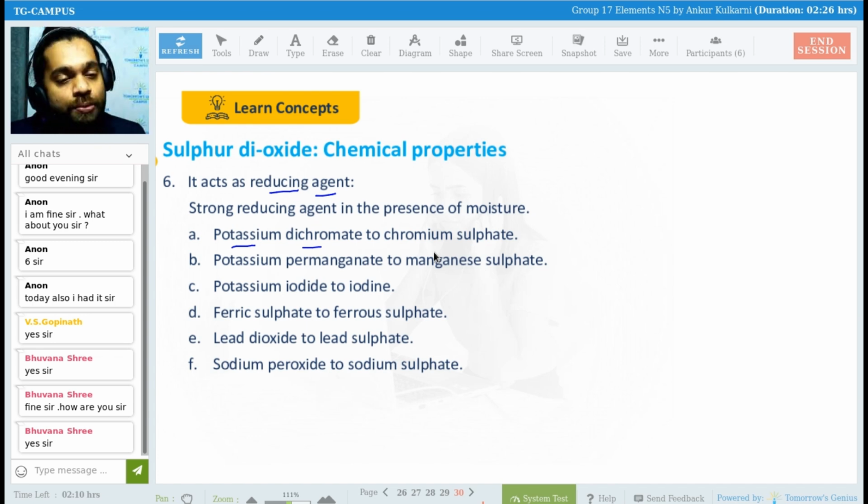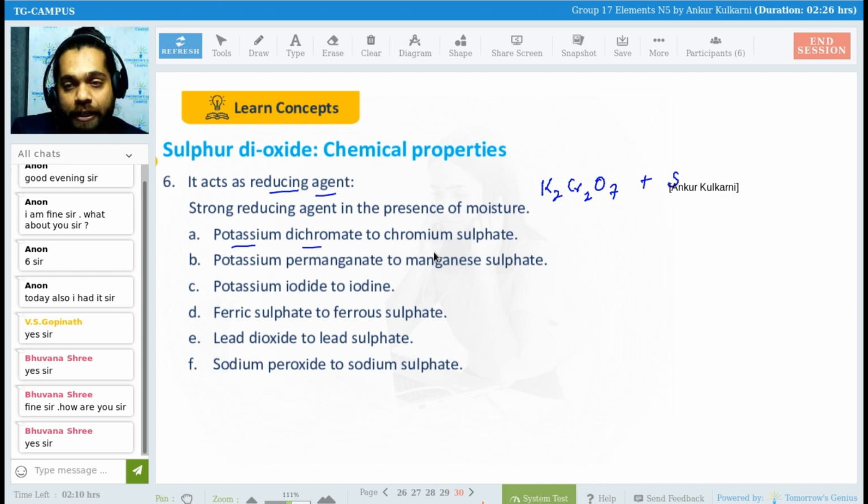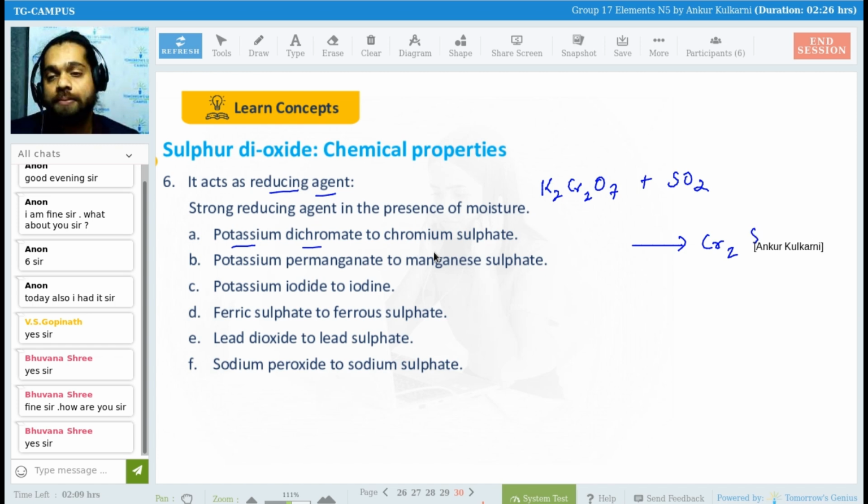It is K2Cr2O7. So K2Cr2O7, if I react with sulfur dioxide, you have to remember it like this. Your K2Cr2O7 is converted into your chromium sulfate, that is Cr2(SO4)3.